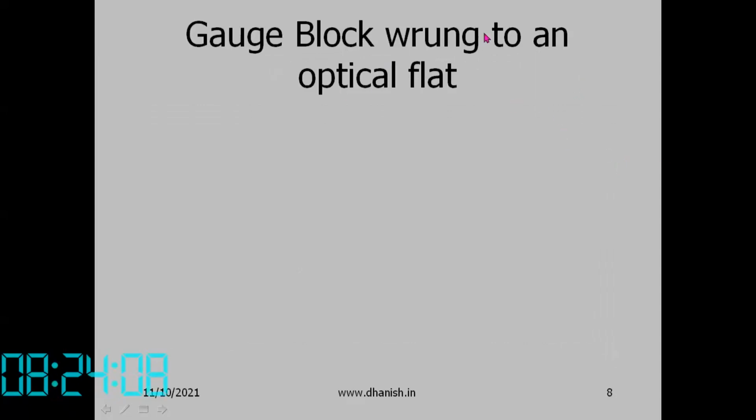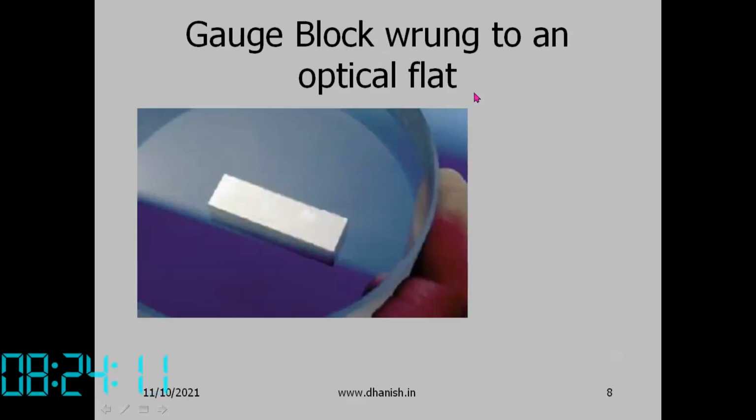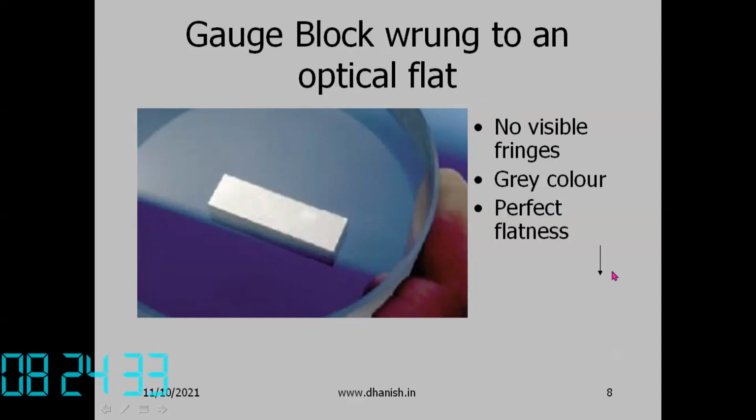So a gauge block, if it is rung to an optical flat, what will happen? If you ring a gauge block to an optical flat, then there is no air gap between the two. So there will not be any interference fringes formed at this interface. There will not be any visible fringes. It will be simply gray color. Suppose the gauge block is not perfectly flat, then there will be some air gap, and there you will find fringes. So if after ringing there is no gap at all, then it will be like this.